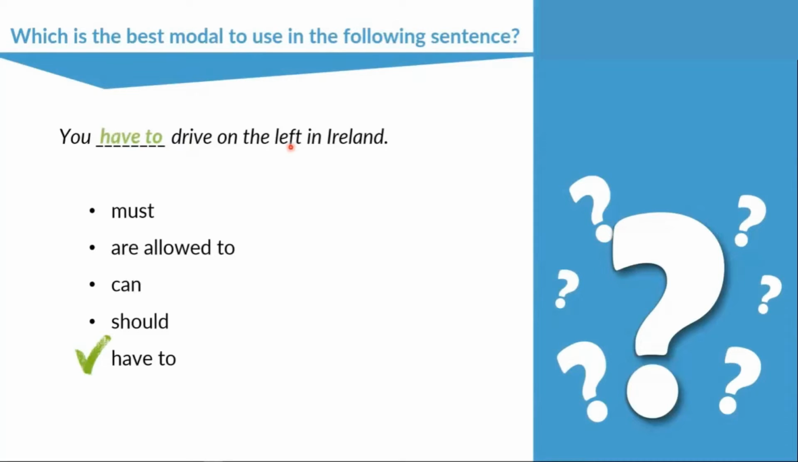It's an external obligation from an authority. It's a state law. It's from authority. It's an external obligation. So we would use have to. Remember, must is used for personal obligations. Have to is used for external obligations.